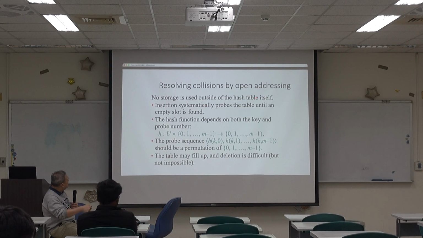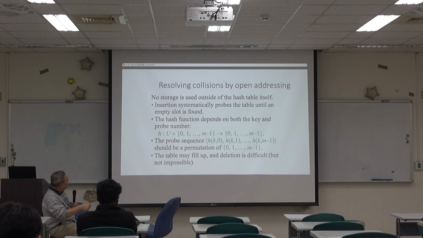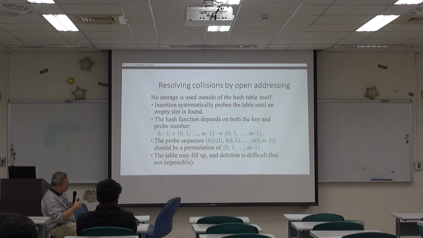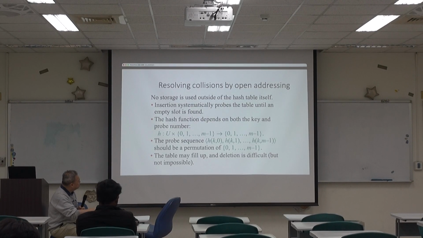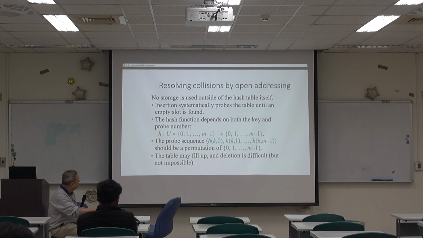Basically, an idea is what we call open addressing. We keep looking for what we call an empty slot to place this new record. So the hash function will depend on the key and the probe number, so it's going to be h(k, i) with i from 0, 1, up to n minus 1. It will be mapped to a location in your table.